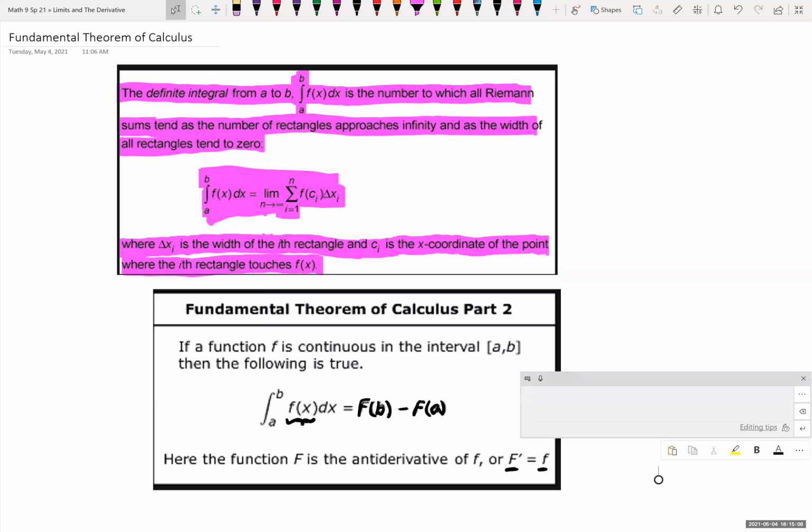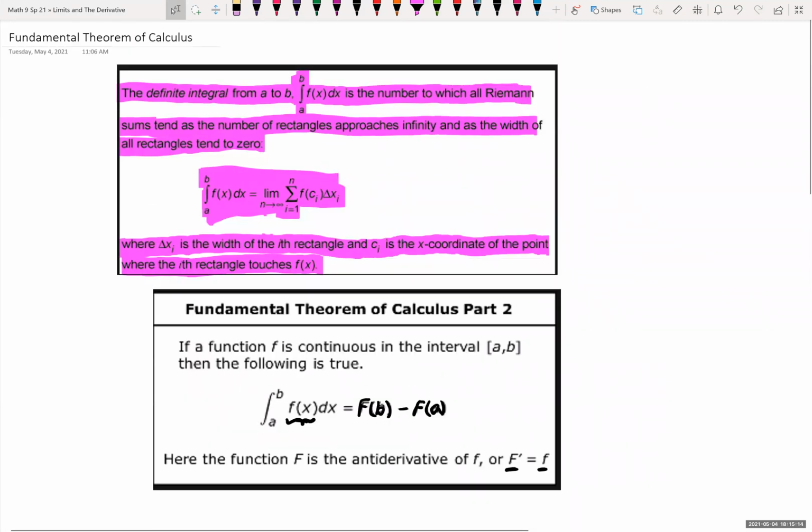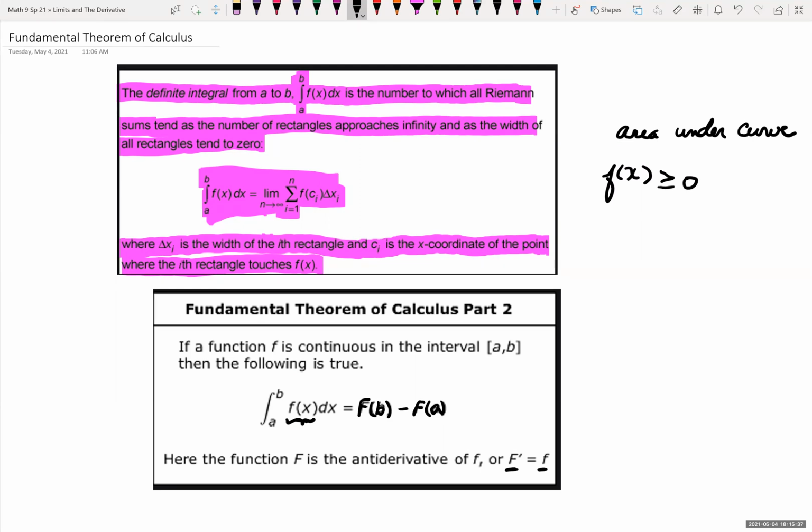The other thing that we have to touch on really quickly, and I had mentioned this when the video wasn't running, is that we were looking at area under the curve. And when we're looking at area under the curve, we have to show that f of x is greater than 0. So we could use this definite integral to find that area under the curve, but f of x has to be greater than or equal to 0.